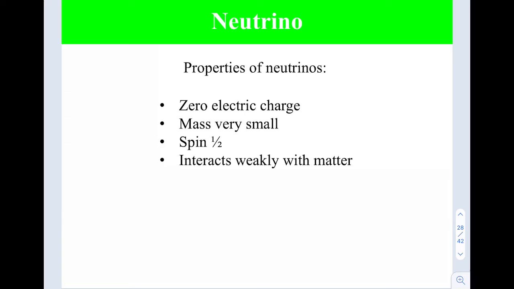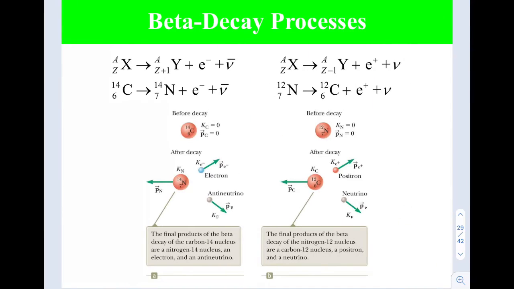So what is the neutrino? Its properties: first, it has zero electric charge. The mass is very, very small. Its spin is half. Why half? To complete the beta decay, to conserve the angular momentum within the beta decay. It interacts weakly with matter. So this is the basic idea of what the neutrino is. Now the beta decay process can be rewritten into a complete expression.